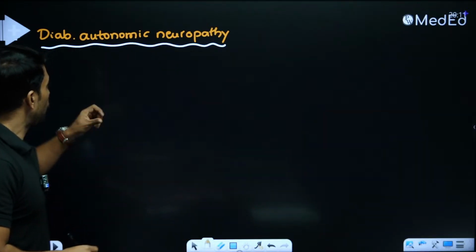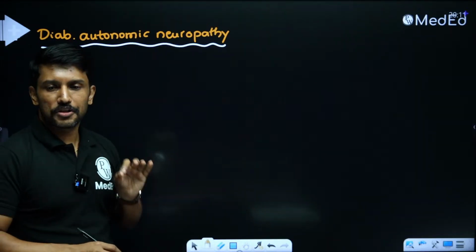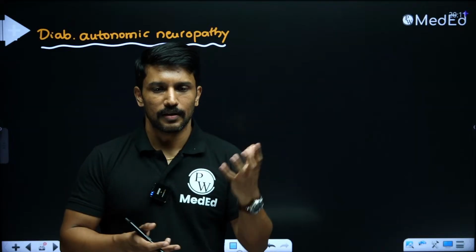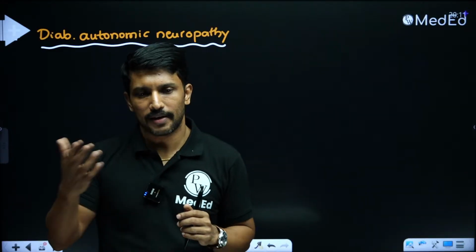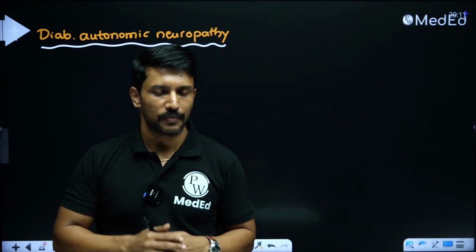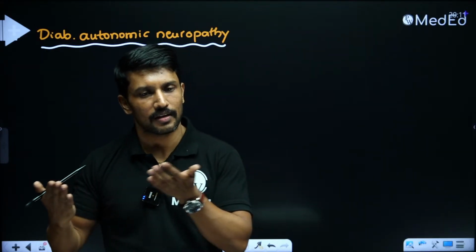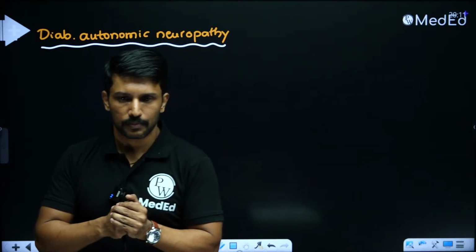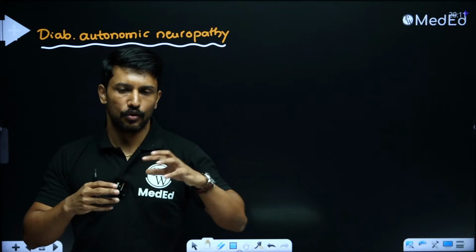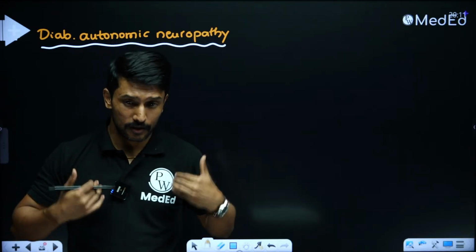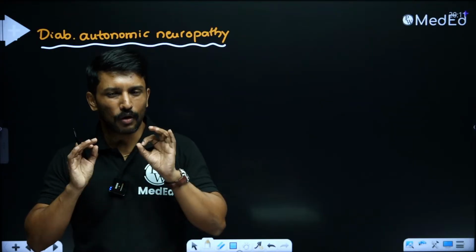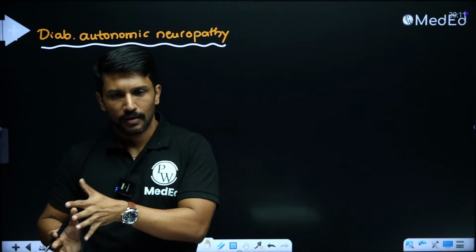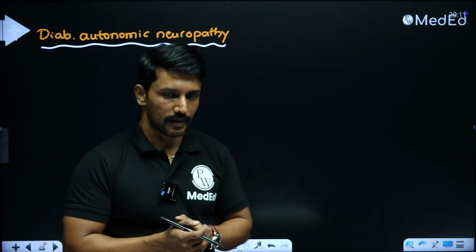Okay, now we know that heart rate regulation is under the autonomic nervous system, right? Your sympathetic tends to increase the heart rate, increase the blood pressure. Parasympathetic tends to decrease the heart rate. Then your GI motility is under your autonomic nervous system, right? Then the bronchial muscle tone is under the regulation of the autonomic nervous system. So if the autonomic neurons get affected, these functions get disturbed, right?